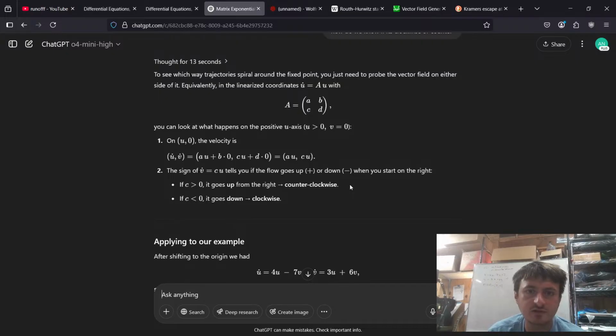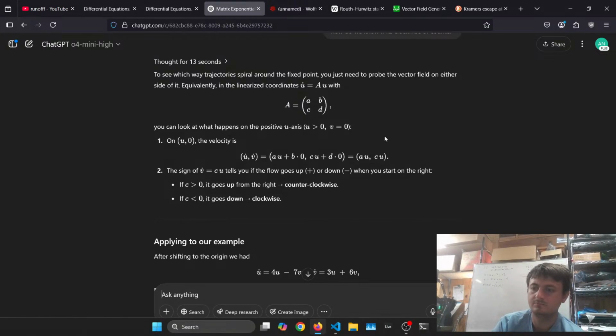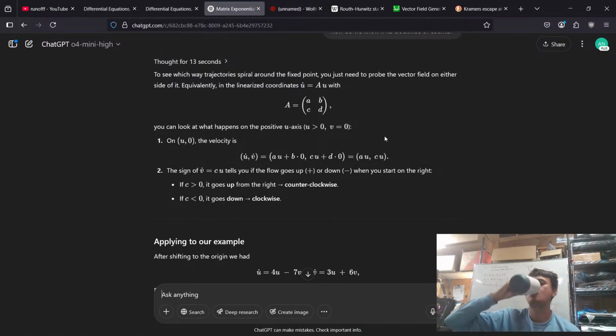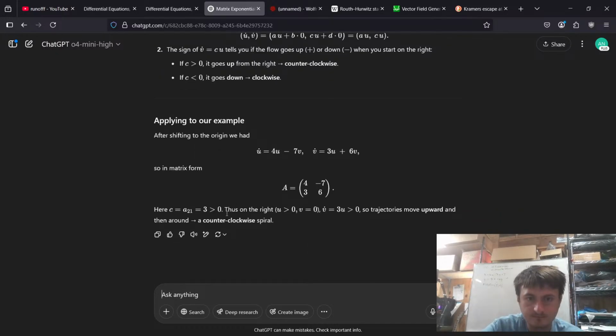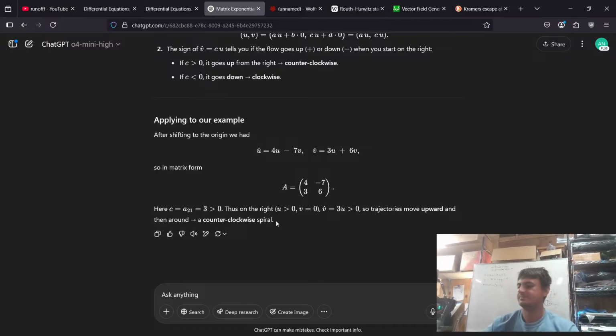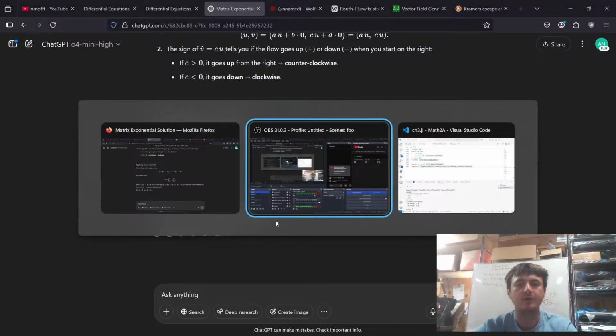To see which way trajectories spiral around the fixed point, you need to probe the vector field on either side of it. Okay, so yeah, it's a counterclockwise spiral away from the fixed point.